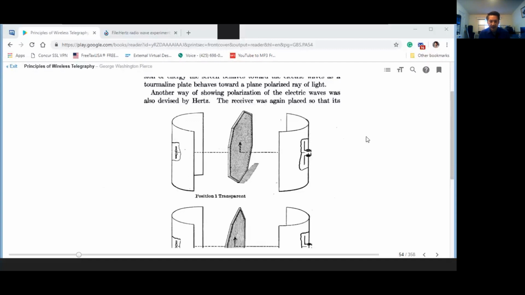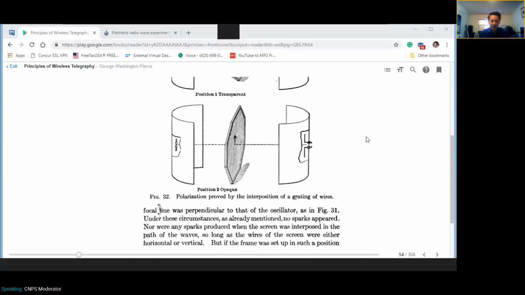That actually, when the grid is oriented at 90 degrees to the transmitter, that is actually transparent, that the waves travel through that setup without being diminished. But paradoxically, if the grid is actually oriented in exactly the same direction as the radio transmitter, that actually completely blocks the signal. So that seems a little bit strange.